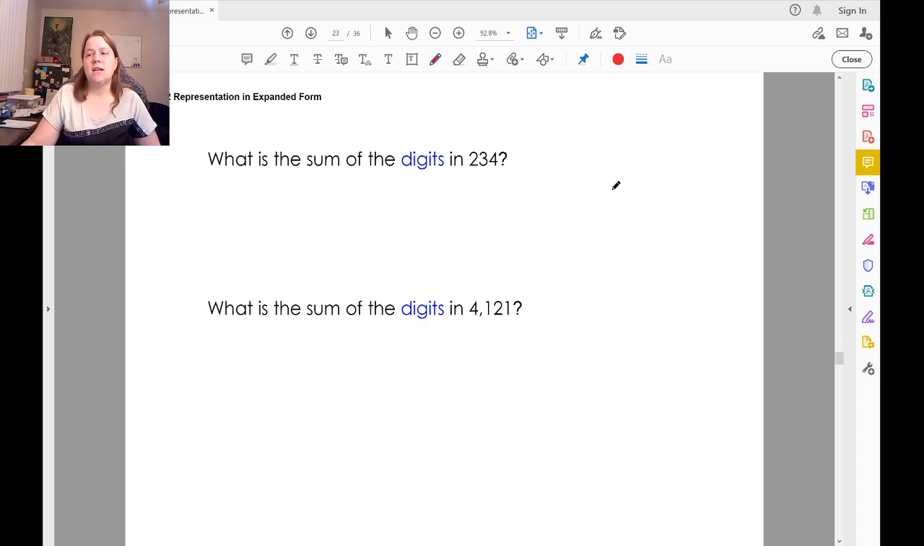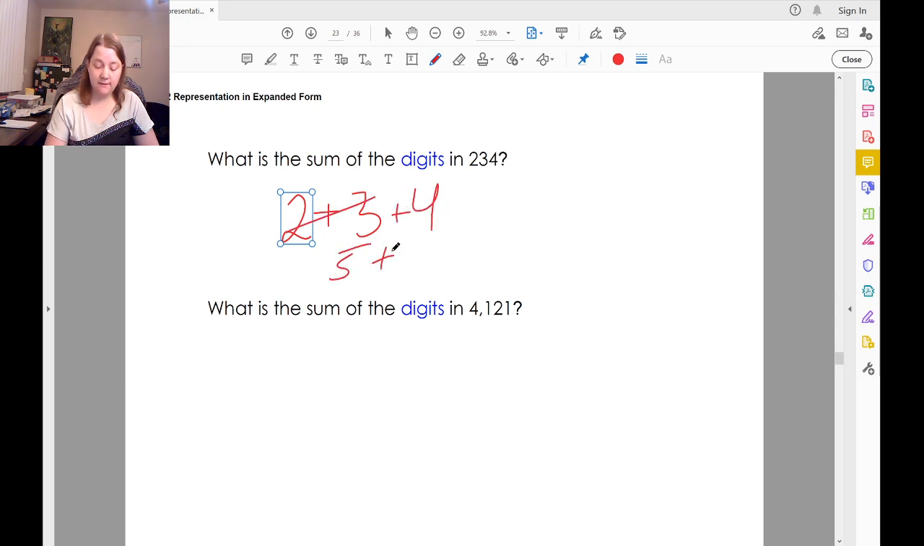What is the sum of the digits in 234? This is like what we do to test our 3 divisibility rule or our 9 divisibility rule. So the sum of the digits would be 2 plus 3 plus 4. 2 plus 3 is 5 plus 4 is 9.